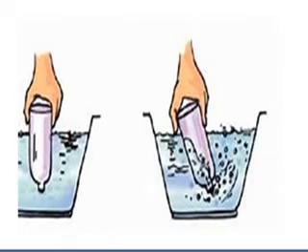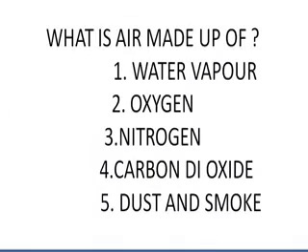So let's know about the air around us. Now, what is this air made up of? It is made up of water vapor, oxygen, nitrogen, carbon dioxide, and there are many dust and smoke particles. See, the first thing we are saying is water vapor. Earth's air contains water vapor.